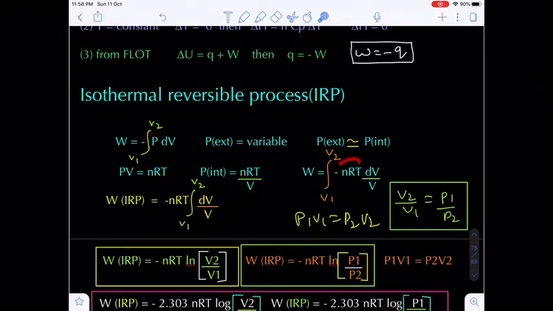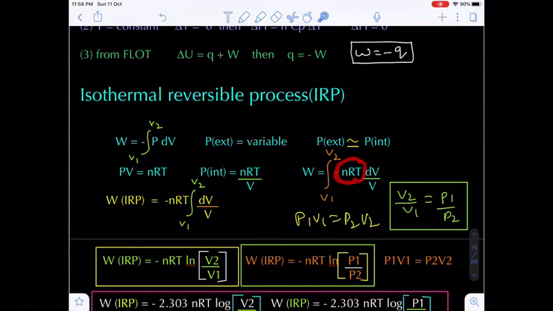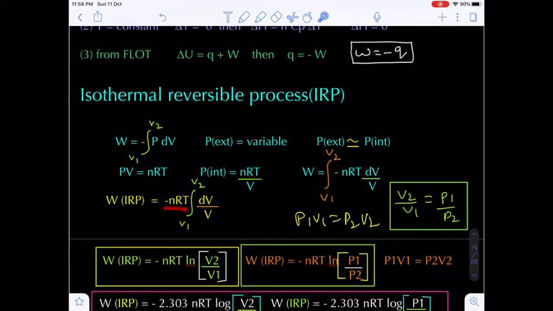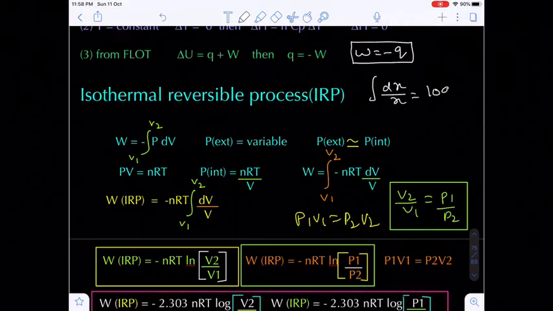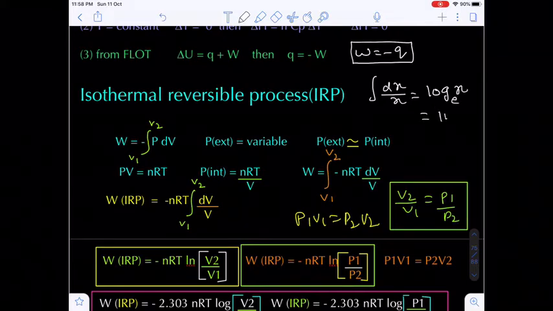Do you know n is a constant, R is a constant, temperature is also constant because it is an isothermal process. Bring the nRT constant outside the integration. So you will get W equal to minus nRT integral dV by V. So we know integral dx by x value equal to log x to the base e. It is also known as ln x.